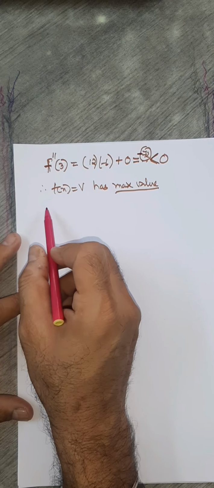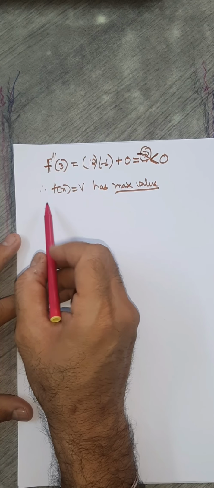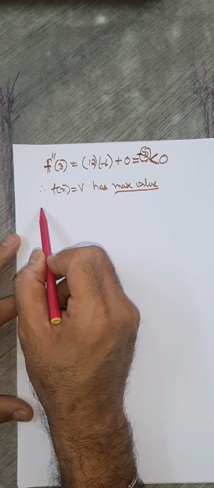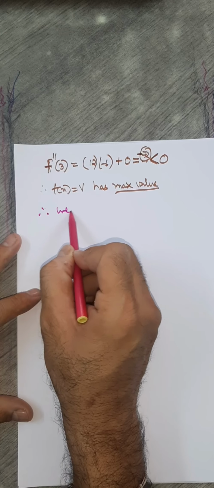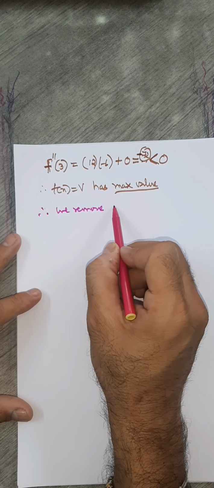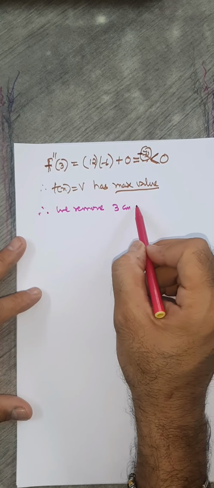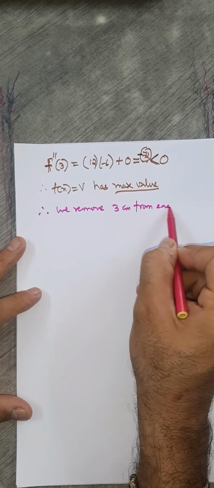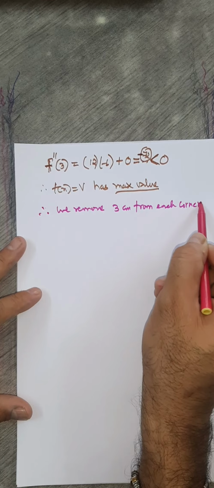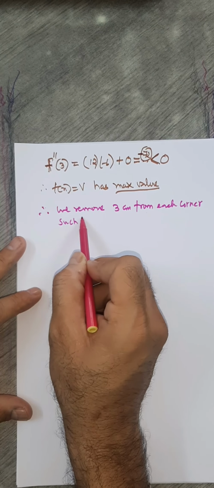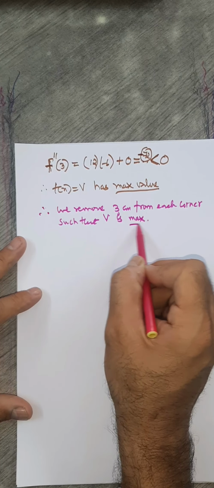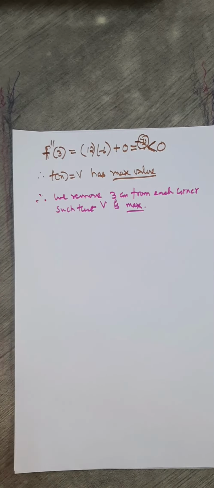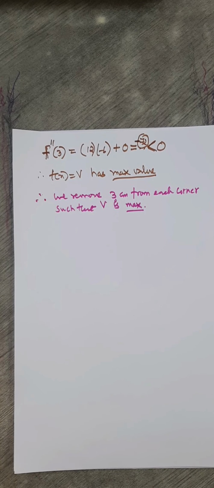So what is your conclusion? x equal to 3 is the point of maxima, and therefore you can write that we remove 3 centimeter from each corner such that V is maximum, volume is maximum. That concludes the solution. Fine? Clear? Not difficult. What is important? Formation of the function.